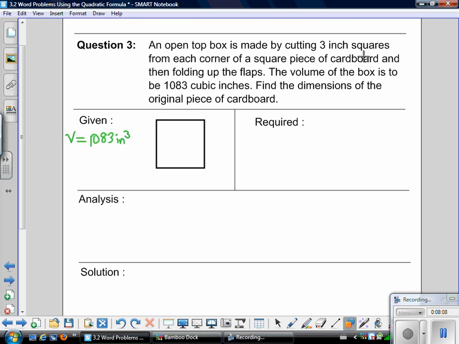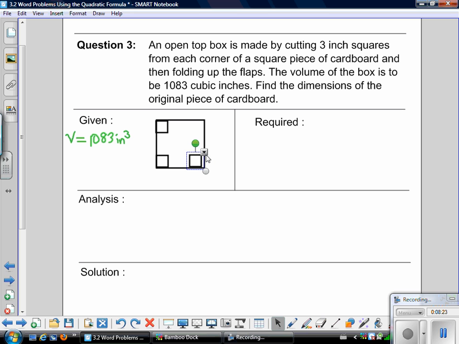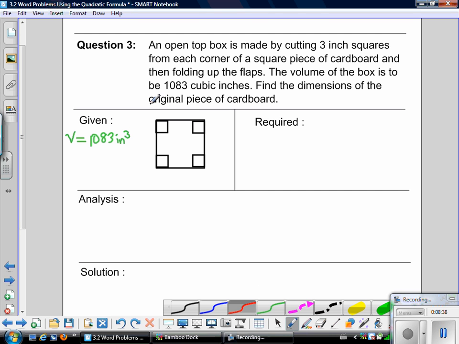They tell us that there's 3-inch squares taken out of it. So we have this taken away in each corner. Okay, so a question like this, please make sure you draw a picture, because even if you can't get anything else, the picture tells an awful lot. So we have this box, and we know that those corners have been cut out, and we know that each corner is 3 inches. So we're going to put our 3 inches here, and 3 inches here. There's 3 inches everywhere.